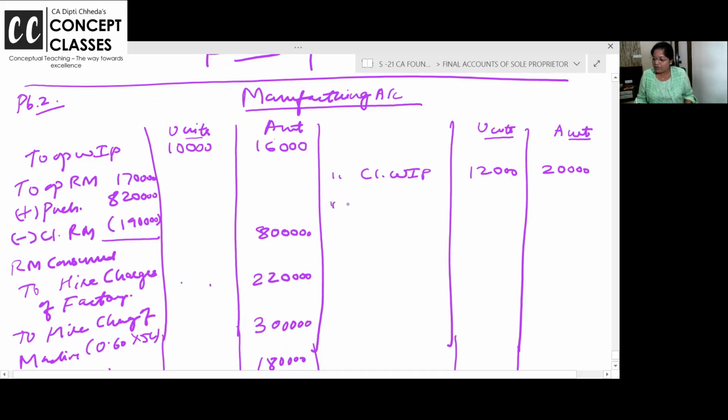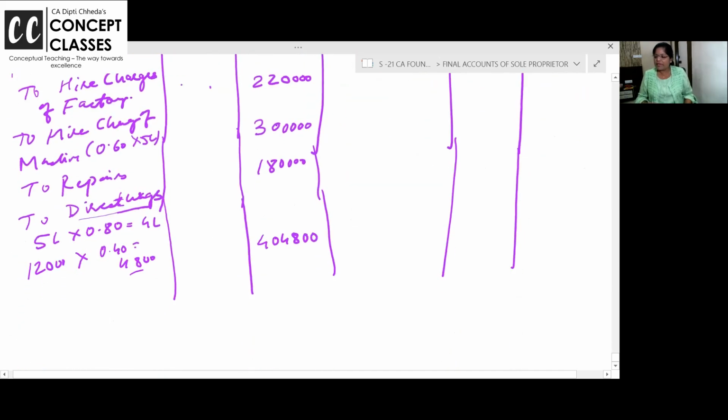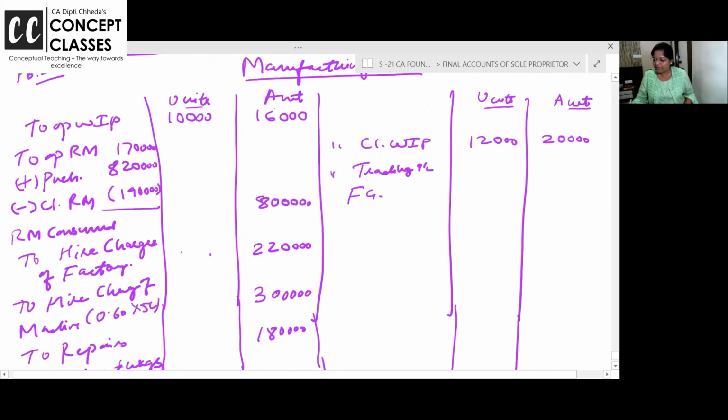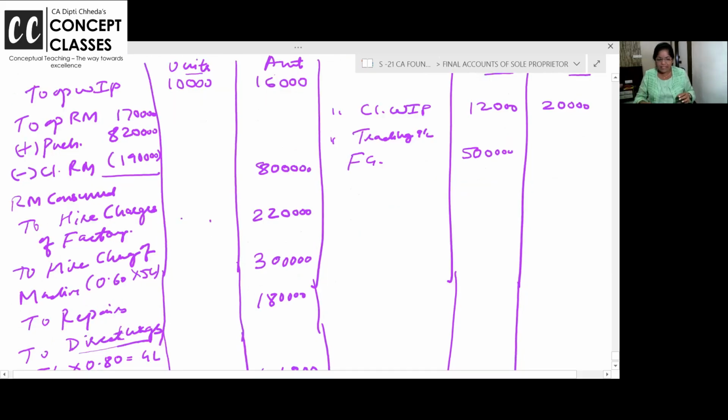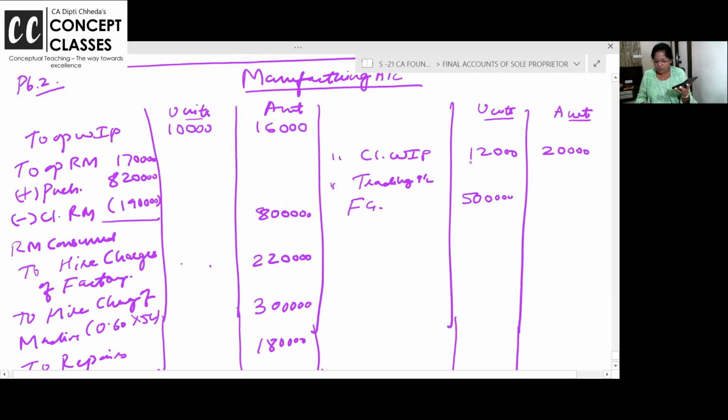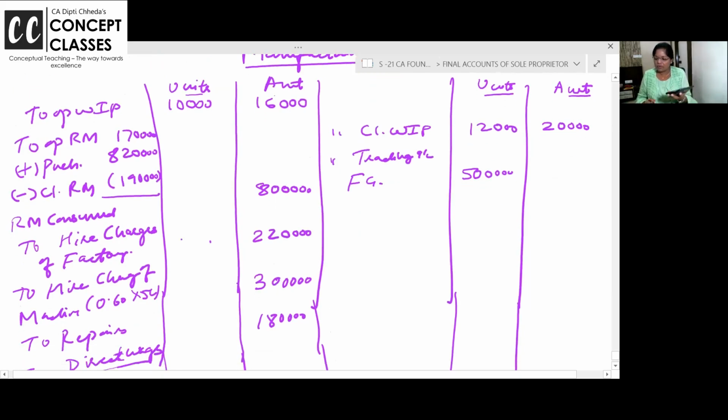And now trading account. Finished goods which are ready for sale, transfer it to trading account. How many units are produced and ready? 5 lakh. 5 lakh units are produced and ready. Just information. In the units column, no need to balance. Not required to balance. Like working out how much went into opening for 5 lakh finished, not required.